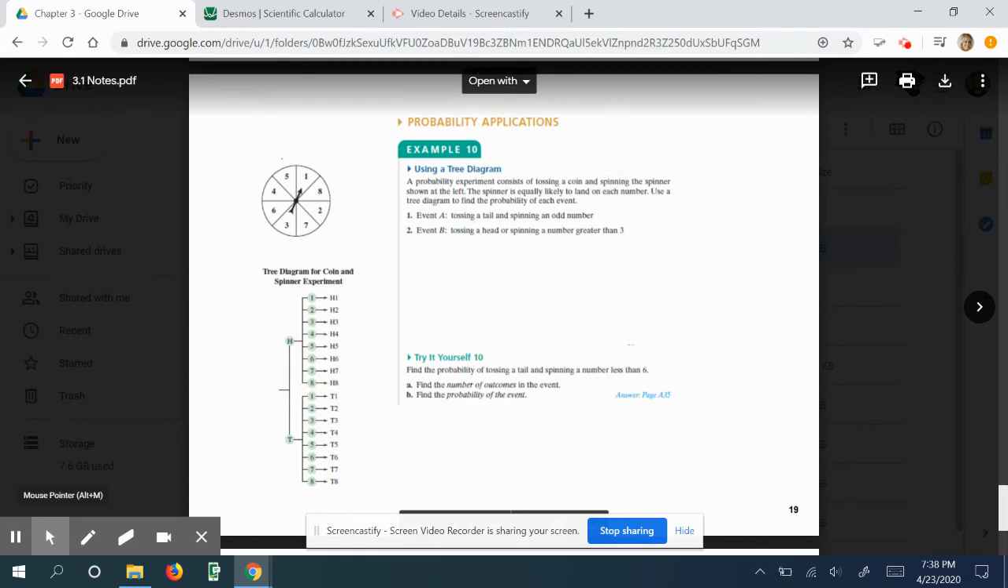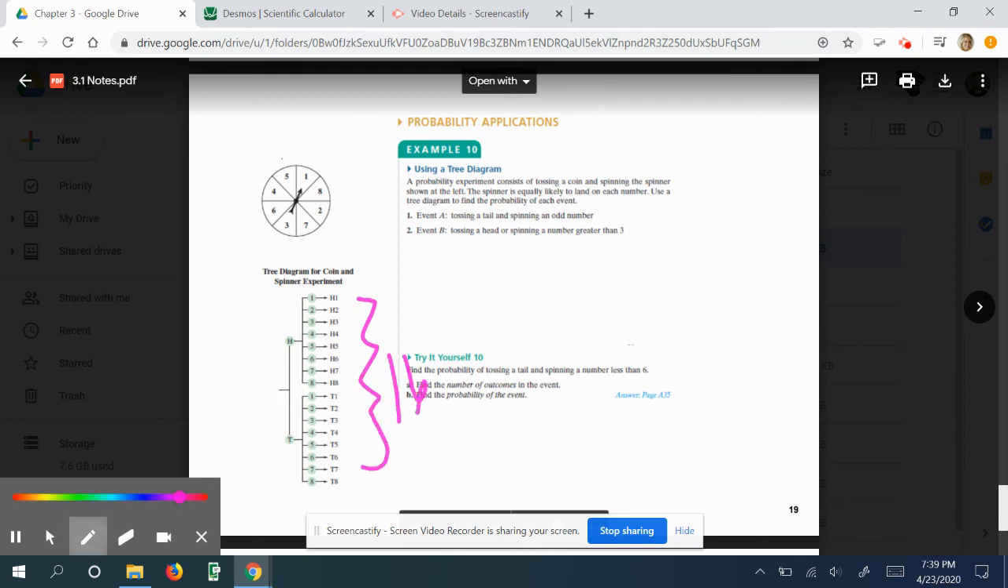Now, using a tree diagram for example 10, it says a probability experiment consists of tossing a coin and spinning a spinner shown at the left. The spinner is equally likely to land on each number. Use a tree diagram to find the probability of each event. So the first one is heads or tails, and then spinning a spinner between 1 and 8. And so we know 2 times 8 would be 16 different things, which you see if we count all these, there are 16 of them, right?